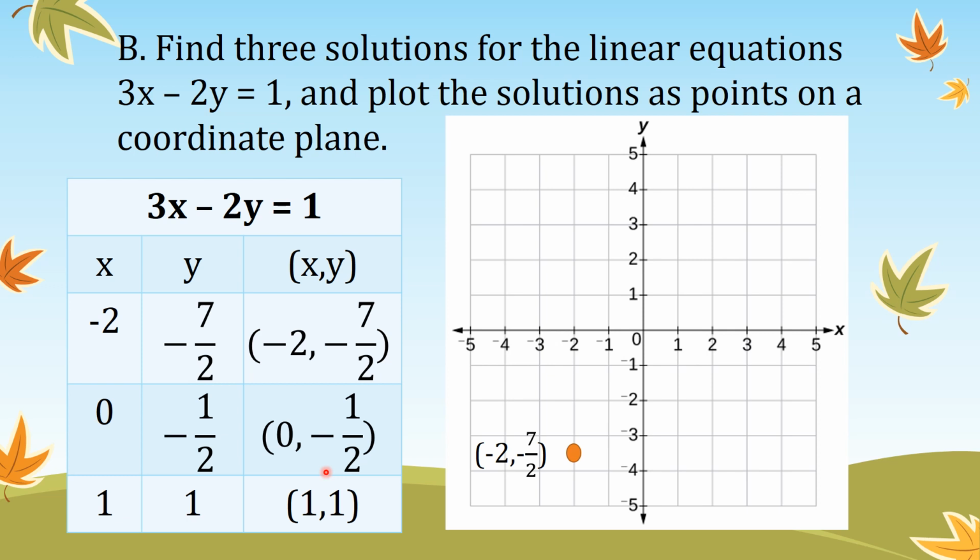Now for this coordinate, we have 0 on the x-axis and then negative 1/2. So we just count half a unit downward. So this will be the location. Our coordinate is 0, negative 1/2. Next, we have this 1, 1. So we count 1 from the origin to the right on the x-axis, and then 1 also on the y-axis. So this is our location, 1, 1. Then we just connect them with a straight line. So this will be the graph of 3x minus 2y equals 1.